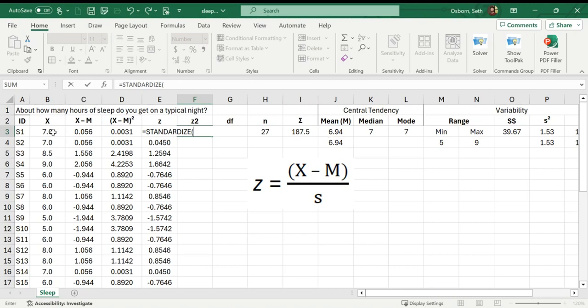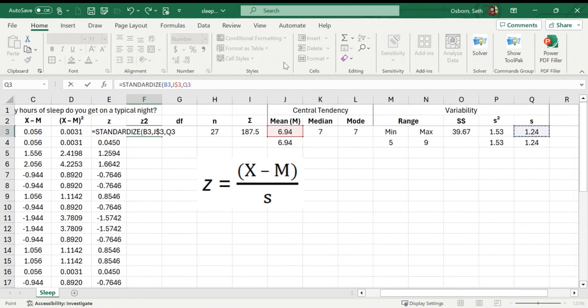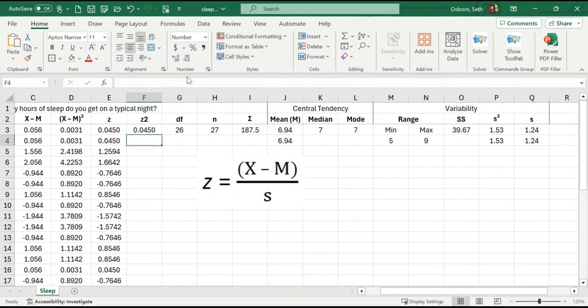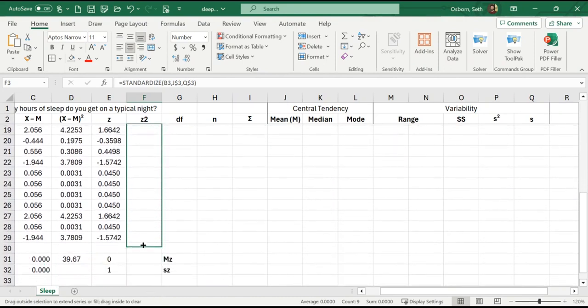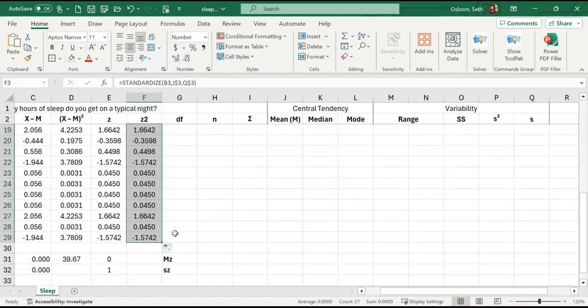So we could say, there's our first value, comma. There's our second value, lock that 3, comma. There's our standard deviation. And we're going to lock that 3 into place. This is going to give us the exact same answer that we got using this formula because it is actually just doing the same thing. It's just another way to get to the same result.